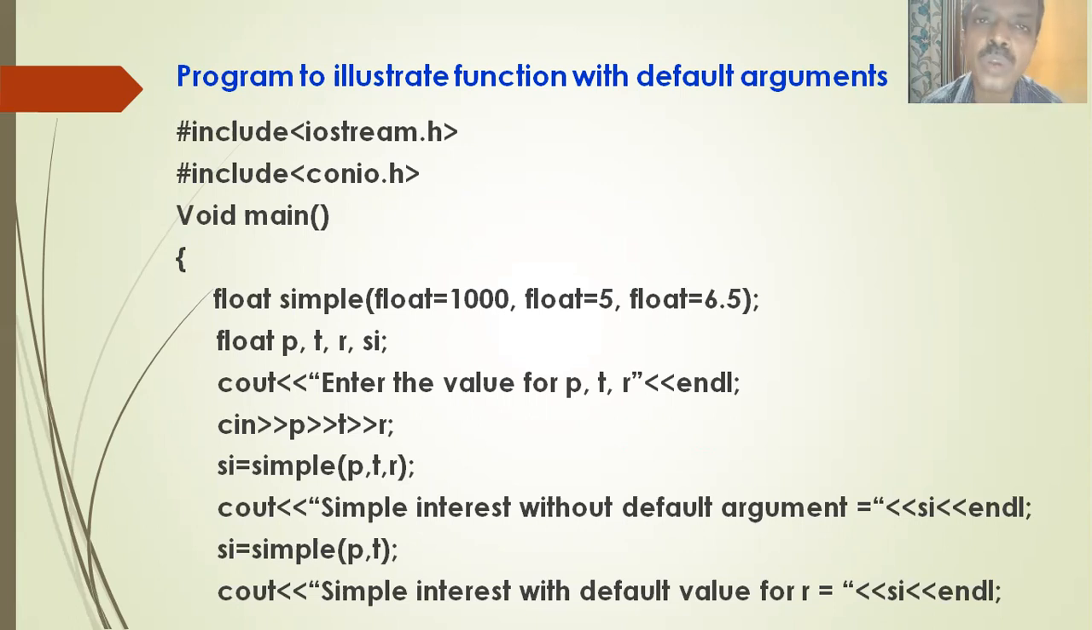Next, again you call the same function, SI equal to simple of P comma T. Here, whatever value you input for P, it will take. For T also, whatever value you have input, it will take. Since you are not passing the value of R, for R it will take the default value equal to 6.5. Then again display simple interest with the default value for R. Here only the third argument is missing. So again you display the value of SI.